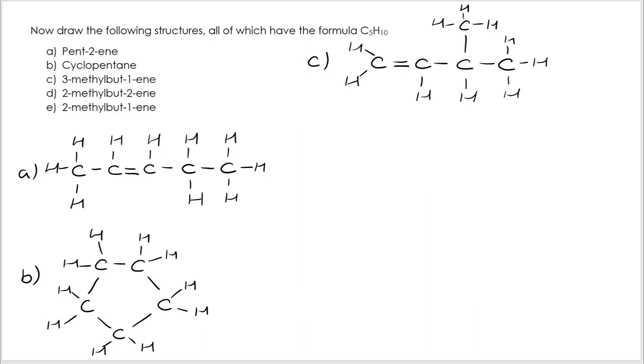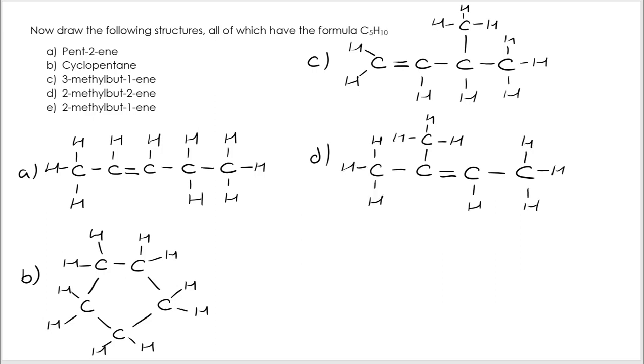We're going to move on and take a look at 2-methyl-but-2-ene. So once again, we have but, which is 4. We've got our alkene starting at the 2nd carbon, and we've got a methyl coming off the 2nd carbon. And then once again, we fill in the H's as I have done here.